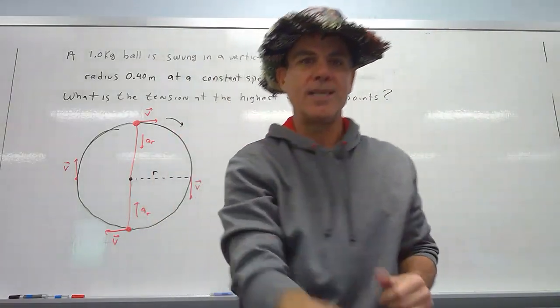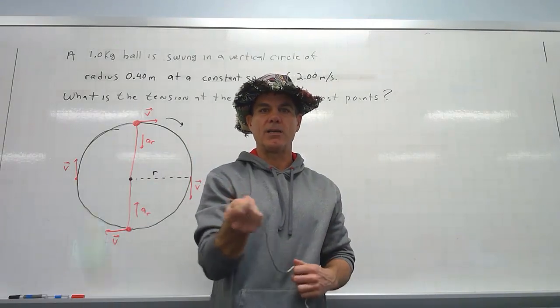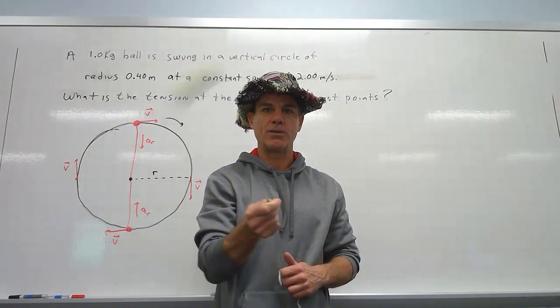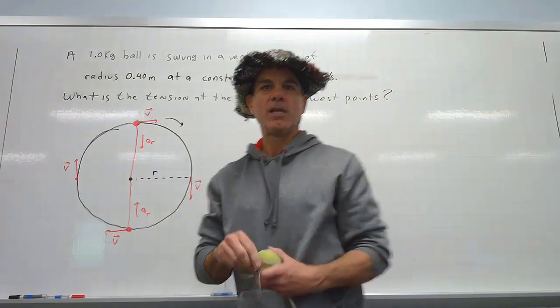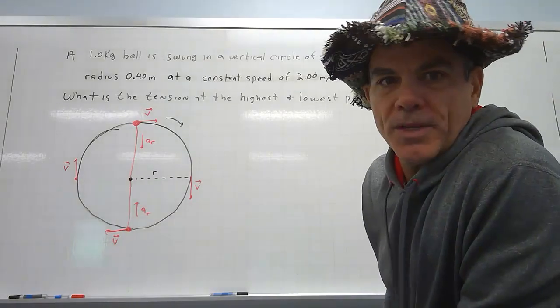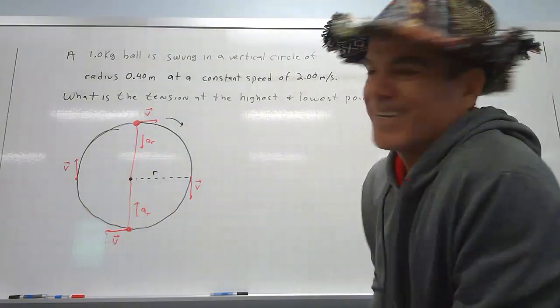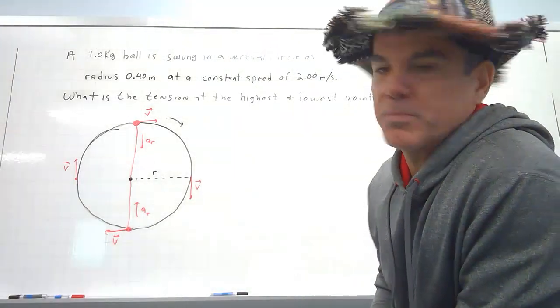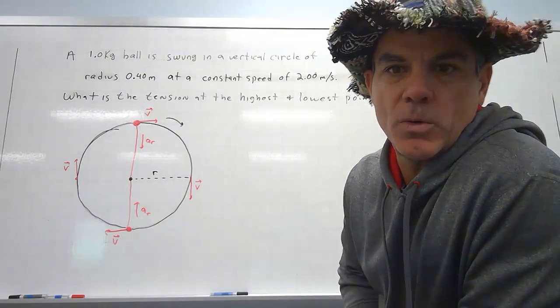Woo! So, the example problem is basically dealing with an object like a ball being swung in a vertical circle and looking at the tension at the highest and lowest points. So, this particular problem, a 1 kilogram ball is swung in a vertical circle of radius 0.4 meters at a constant speed of 2 meters per second. What is the tension at the highest and lowest points?